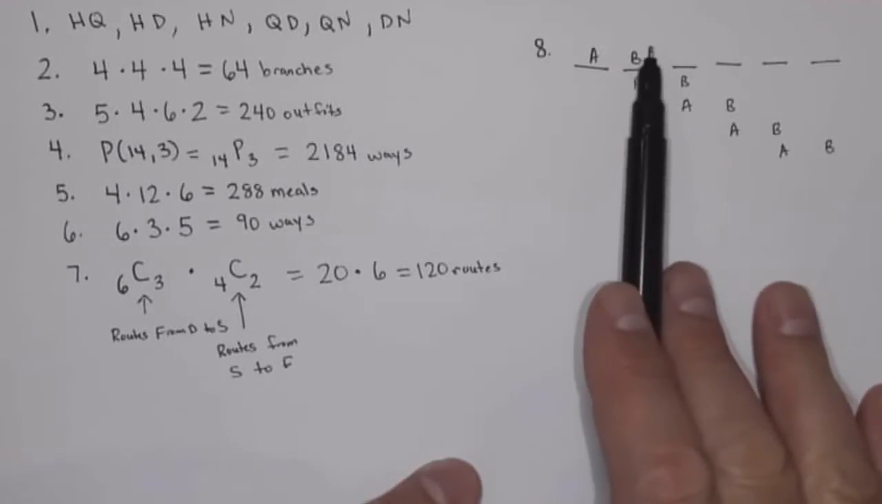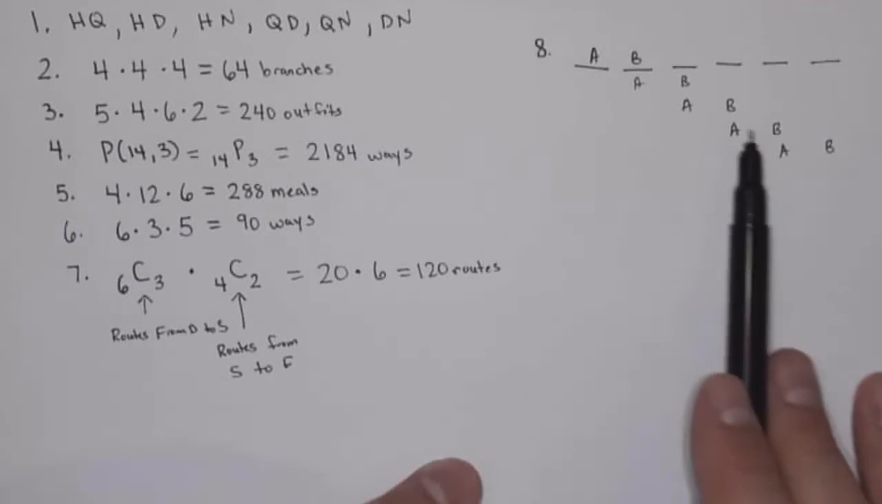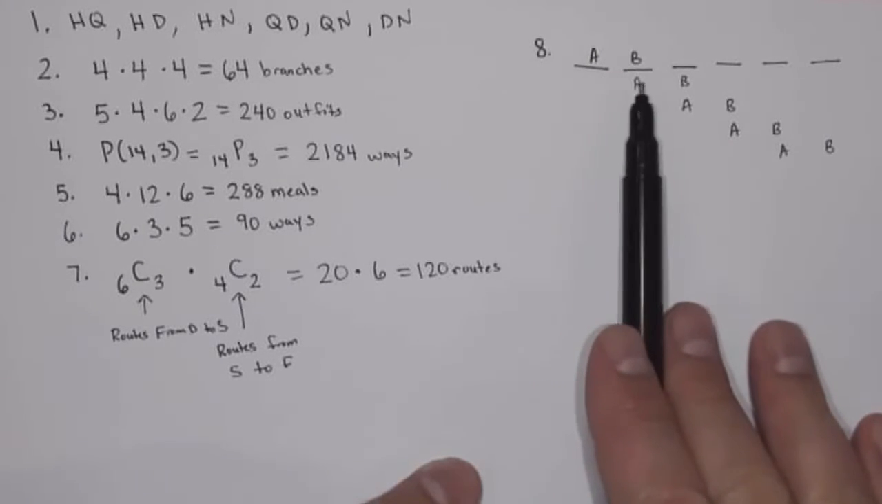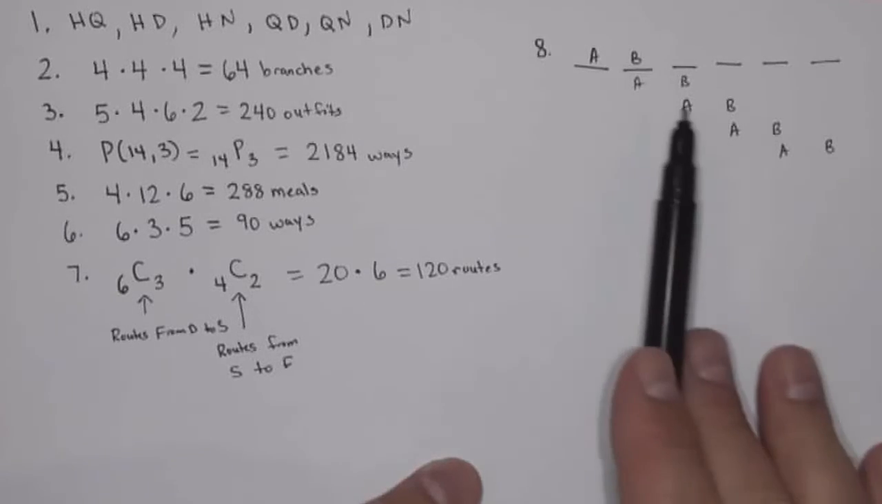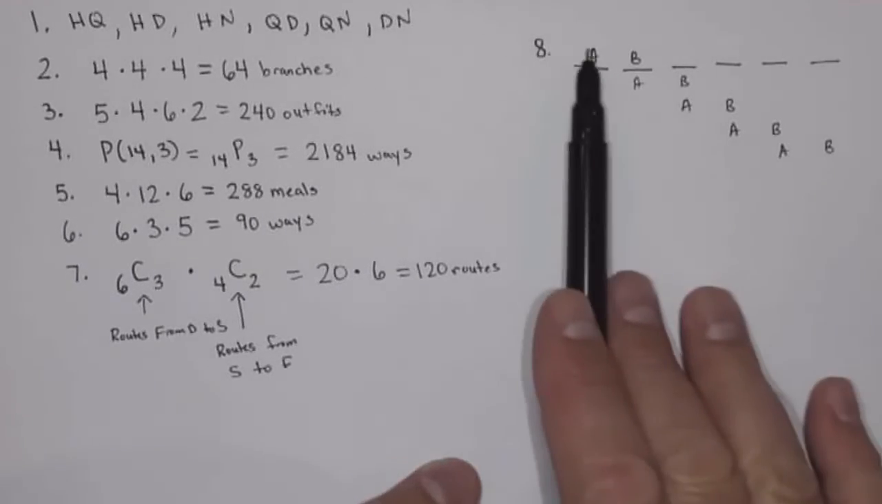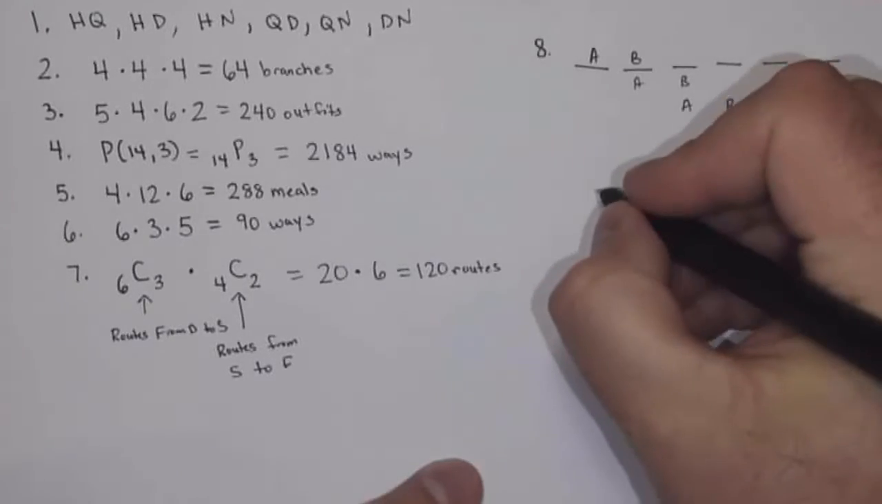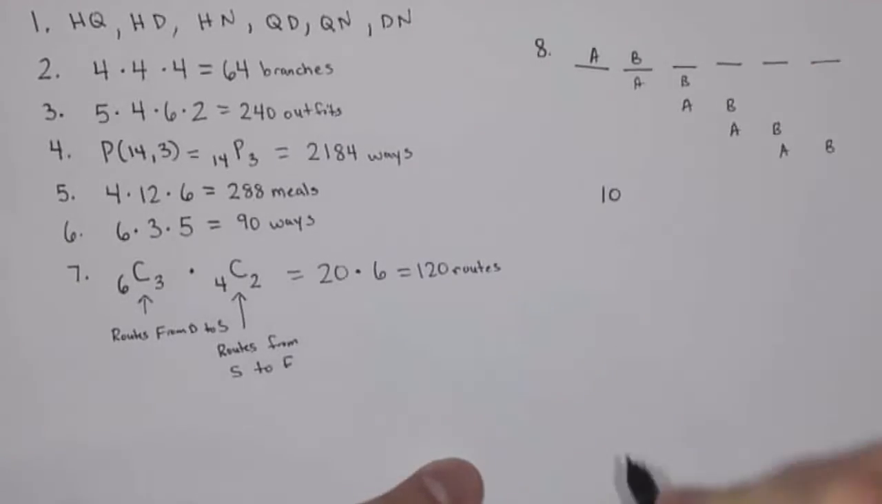But then there would also be 5 more ways that would exist if Bonnie's on the left and Alex is on the right. So this could be BA, BA, BA, BA, BA. So there's a total of 10 different ways that I could sit Alex and Bonnie together. So there's 10 ways that I could group Alex and Bonnie together.